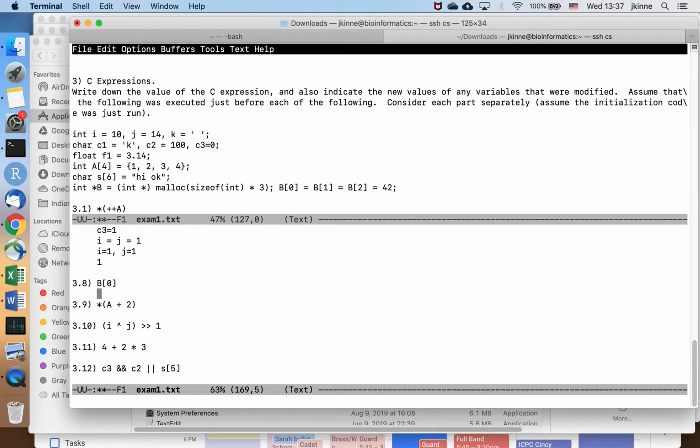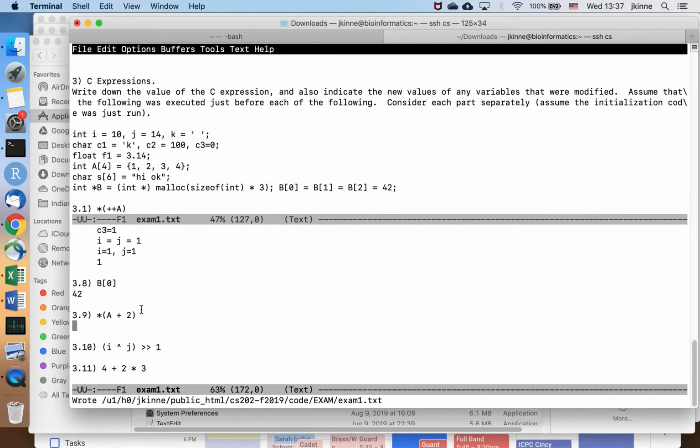Okay, B0, we have to look at B. Here's B. It is allocated enough memory for 3 integers, and all of them get the value 42. So B bracket 0 is 42.